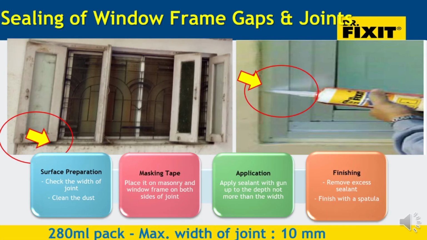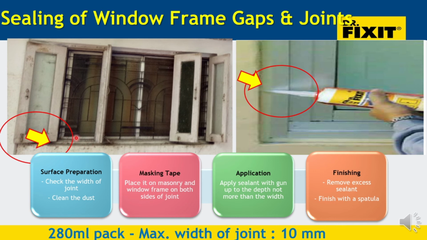Now let us see sealing of window frames, gaps and joints. These are very critical areas where water comes during the rainy season and you will find dampness inside. So this has to be treated, which is very important. This can be treated with the help of sealant.